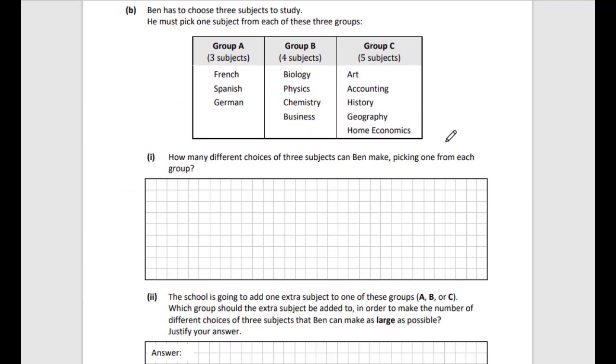Okay, so part B then. Ben has to choose 3 subjects to study. He must pick one subject from each of these 3 groups. So you've got group A, group B, and group C. So you've got 3, 4, and 5. How many different choices of 3 subjects can Ben make, picking one from each group? So this is the fundamental principle of counting. So it's just 3 times 4 times 5. 3 4s are 12, 5 12s, 60. So the answer then is 60.